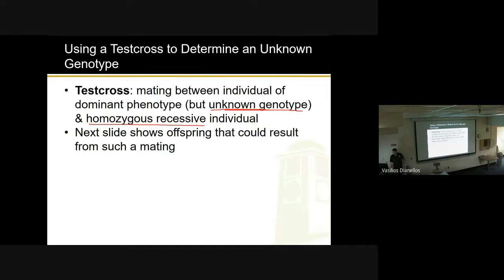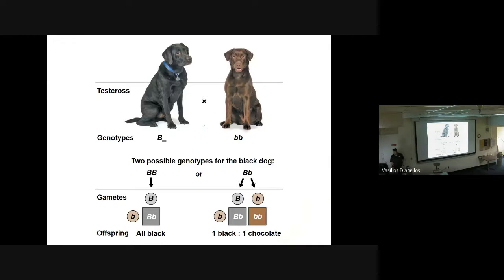Anyway, let's talk about this test cross. So again, we're using these dogs as an example. If you remember, a black lab, that is the dominant phenotype. Chocolate is the recessive phenotype. Now we know both of their phenotypes, but we also know the chocolate lab's genotype. Because remember, if you have the recessive phenotype, that means you have to be homozygous recessive. The only way you can have a recessive phenotype is if you have both recessive alleles.